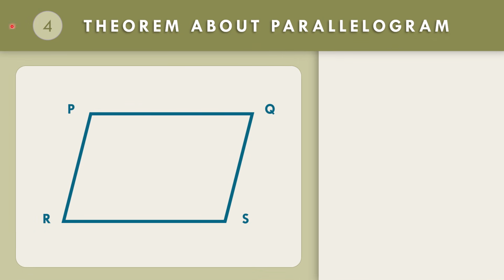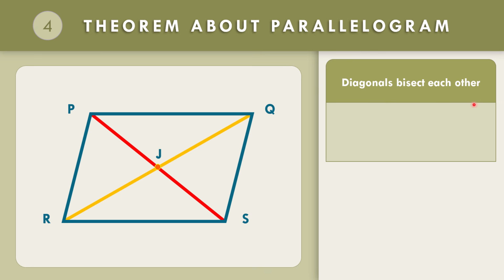The fourth theorem about the parallelogram is that diagonals bisect each other. Those diagonals are not congruent, but those diagonals bisect each other. So it means line segment PJ is congruent to line segment SJ. Another, line segment RJ is congruent to line segment QJ. So line segment PJ is equal to line segment SJ, and line segment RJ is equal to line segment QJ.